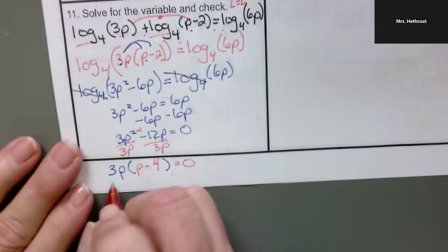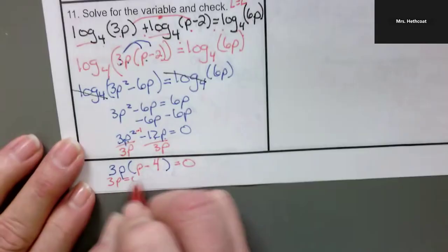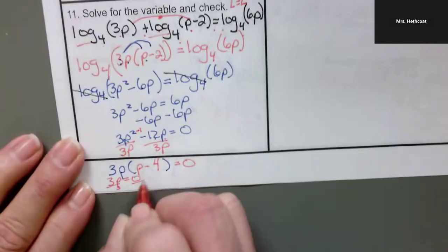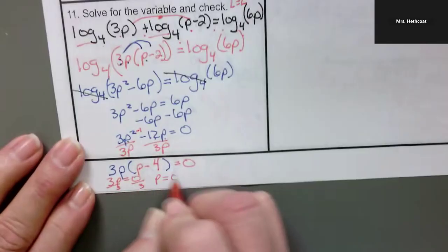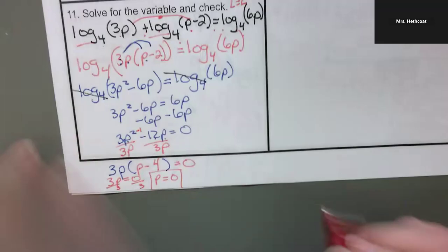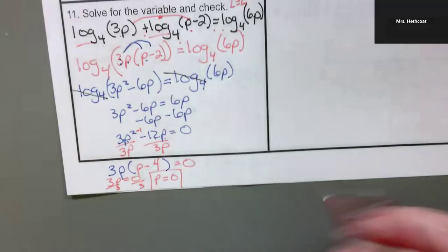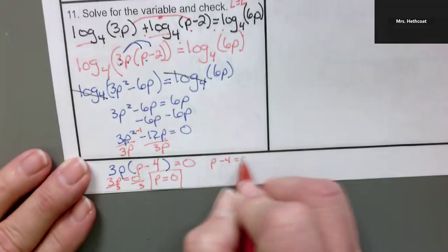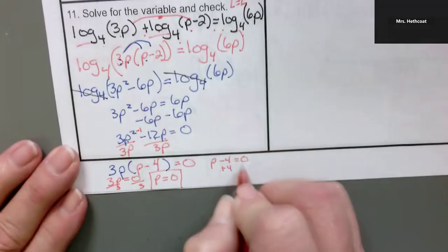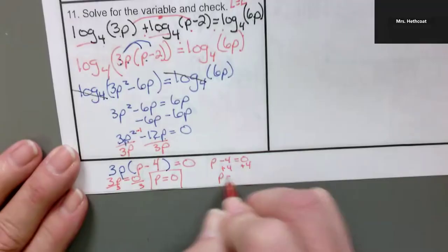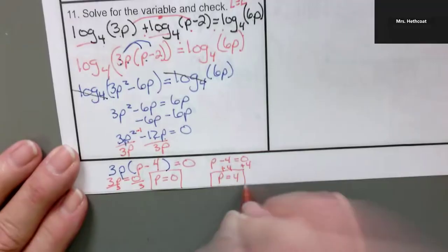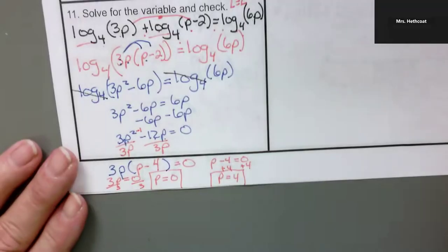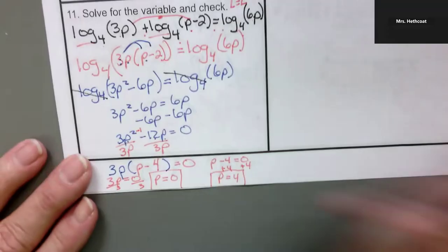From there, we set each of them equal to 0, so we get 3p equals 0. Divide by 3, divide by 3, p equals 0 is one of our answer choices. And then we put p minus 4 equal to 0. Add 4 to both sides. We get p equals a positive 4. That is our other answer choice. But first we need to check.